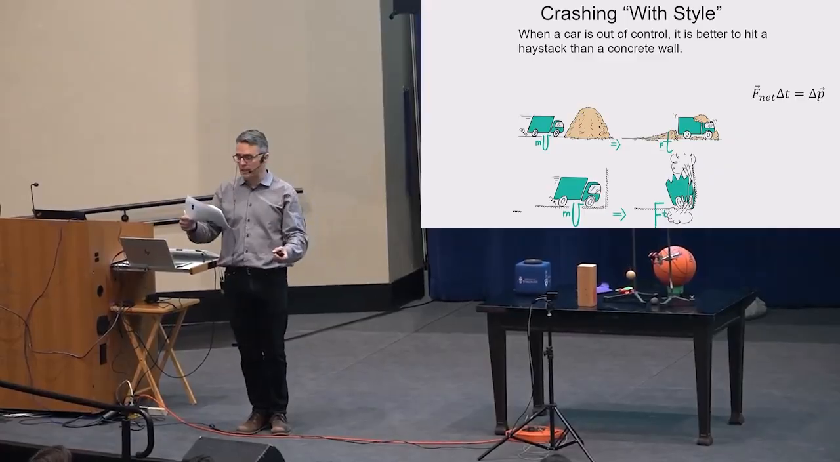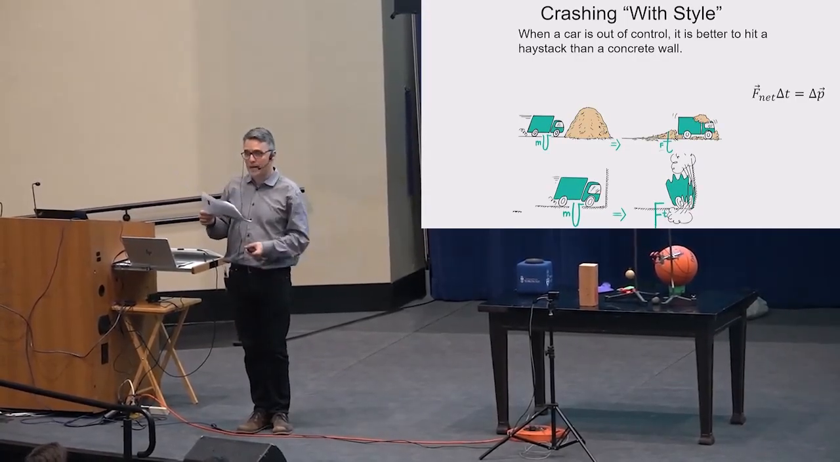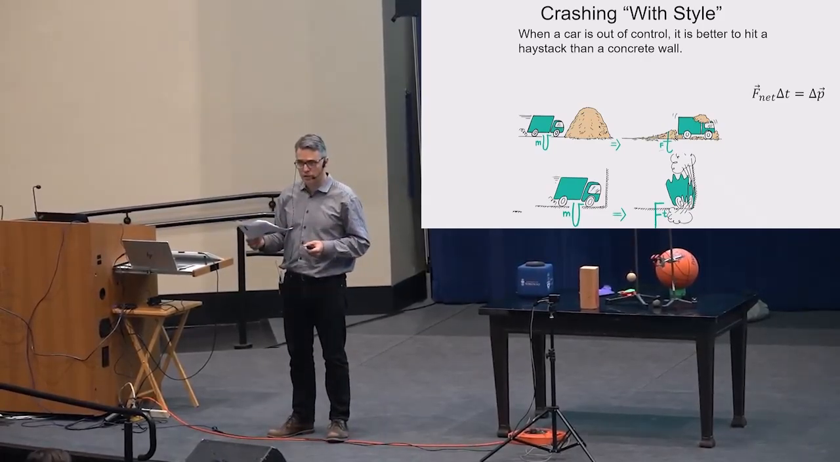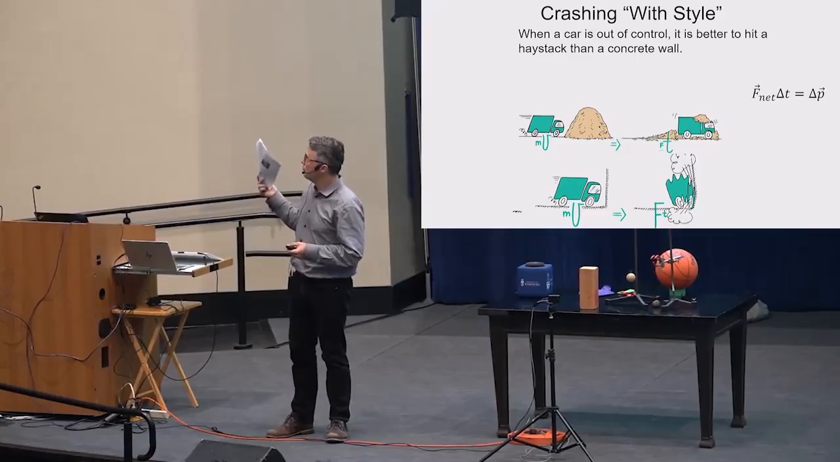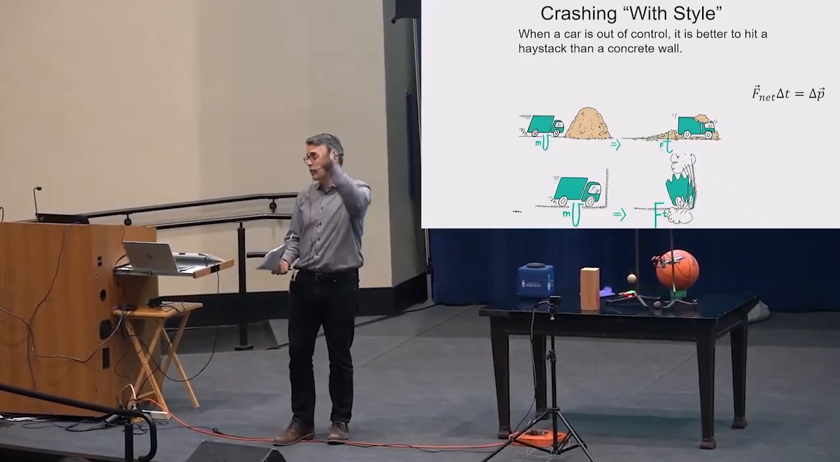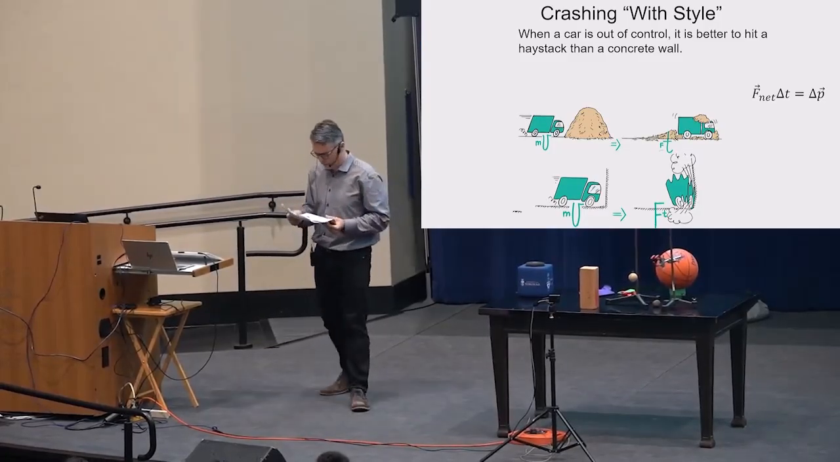So if you increase delta T by crashing, for example, into a bale of hay, then you can have a smaller force and it doesn't destroy your truck as much. But if you crash into a brick wall, the delta T of the collision is very, very small. So you need a large net force, and that's what hurts your car.